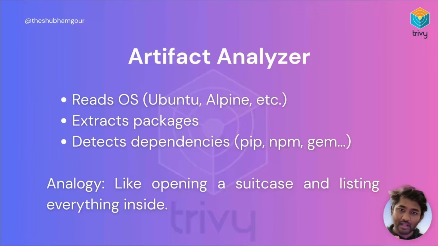Now, let us cover the first important component, that is the artifact analyzer. As I mentioned, it's just like opening a suitcase that lists down everything inside the box. It reads the operating system and classifies whether it is Ubuntu, Alpine, CentOS, or Red Hat. Then it extracts the packages. It detects which packages we are using, which dependencies we are using, and which package manager we are using. All of these things are analyzed by the artifact analyzer.